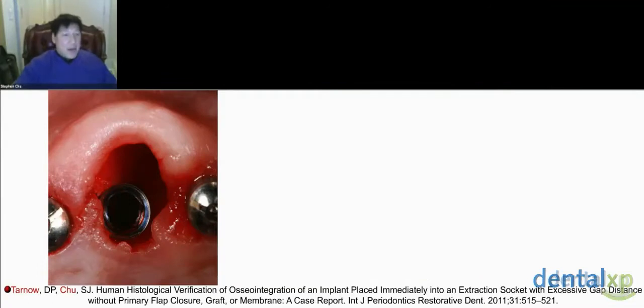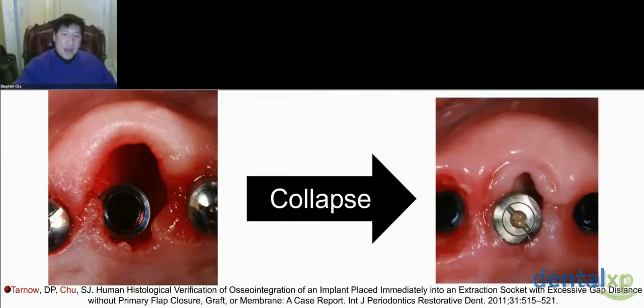You can see here, however, if you look at this ridge, this is the ridge at the time of extraction, you can clearly see here that over time there is collapse of this ridge. Again, if you look at this buccolingual dimension of this ridge with the implant placed at time 0 and after 6 weeks, you can see that this ridge is collapsing. So again, you can have osseointegration, but you may get collapse.